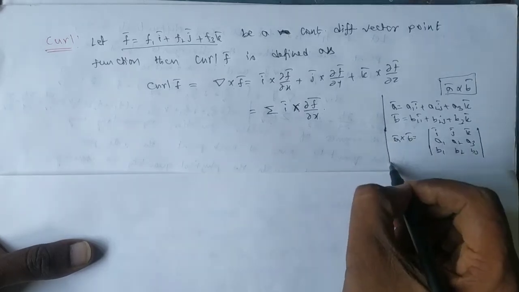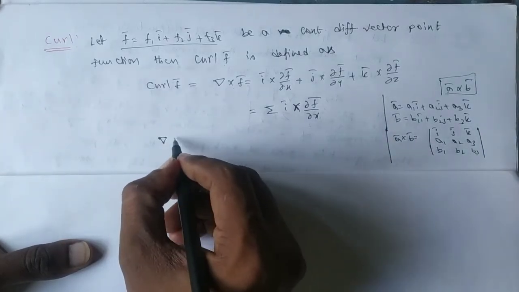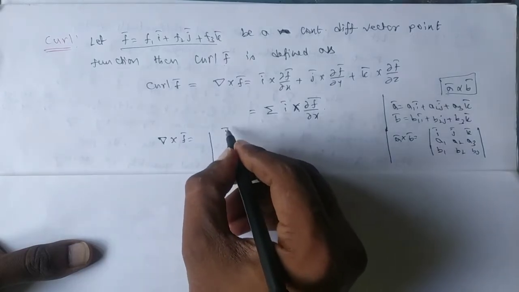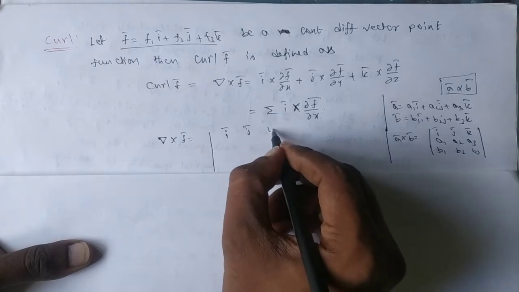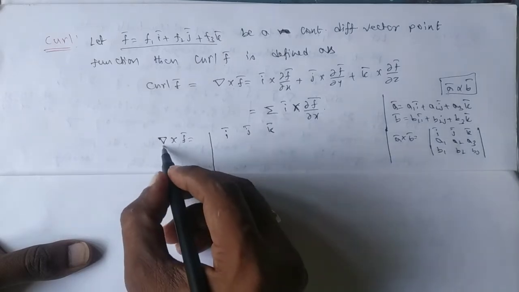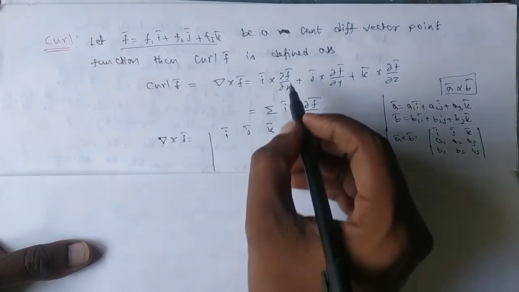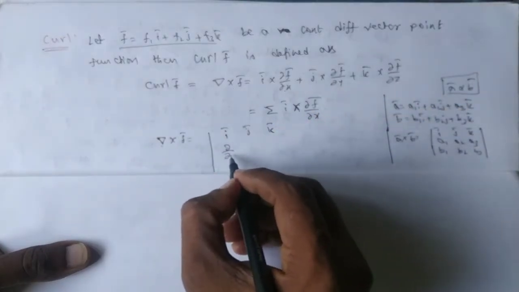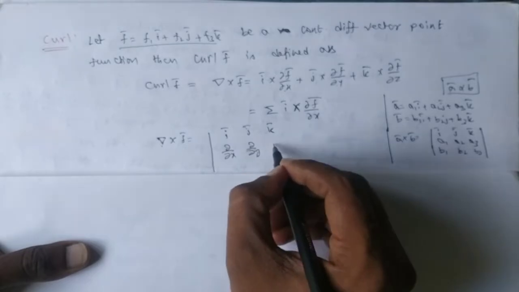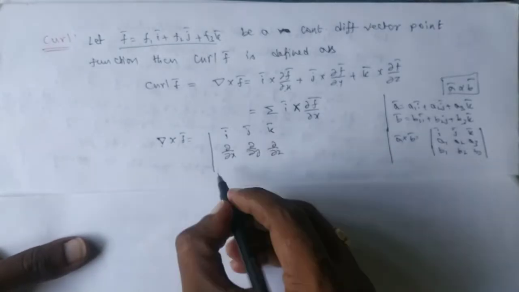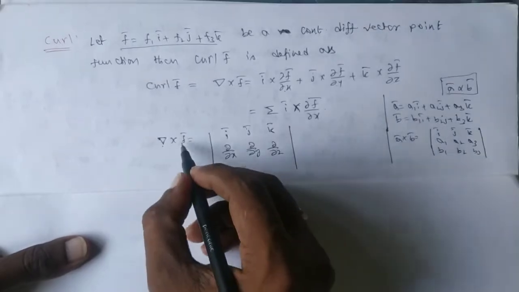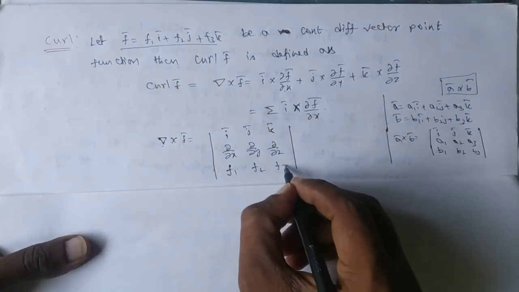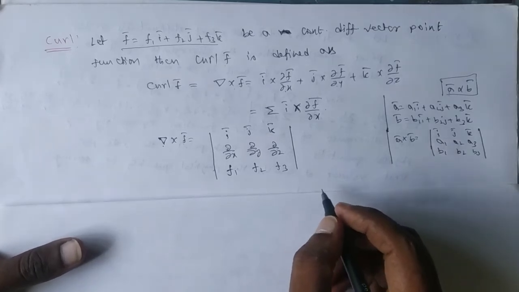Similarly, the same logic we are working out here also. If you want to calculate del cross f bar, I just take the determinant of I bar, j bar and k bar, and this del operator has the components dou by dou x, dou by dou y and dou by dou z. So I just write the operators dou by dou x, dou by dou y, dou by dou z, and the components of this f bar are f1, f2 and f3. I think you know how to calculate this one.